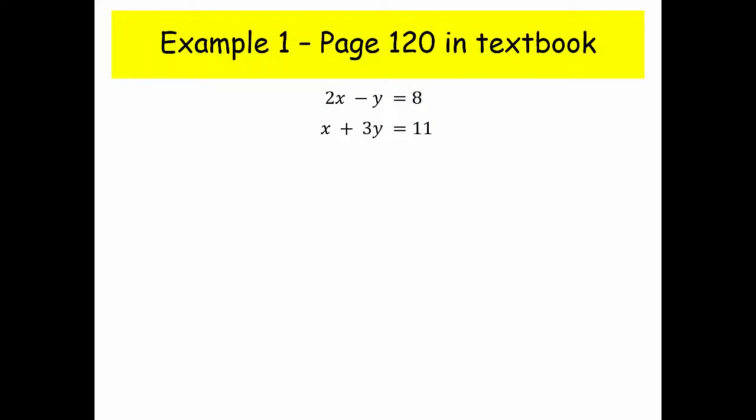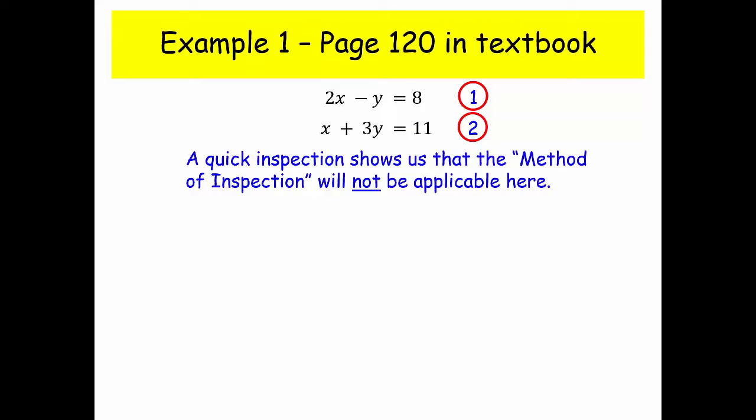Example 1 is taken from page 120 in your textbook, with some modification for this presentation. Here are our two equations, 2x minus y equals 8 and x plus 3y equals 11. Now, as we previously stated in part 1 of our course, we decided we should be organized and give these labels. So we'll label these equation 1 and equation 2. A quick inspection shows us that the method of inspection will not be applicable here.